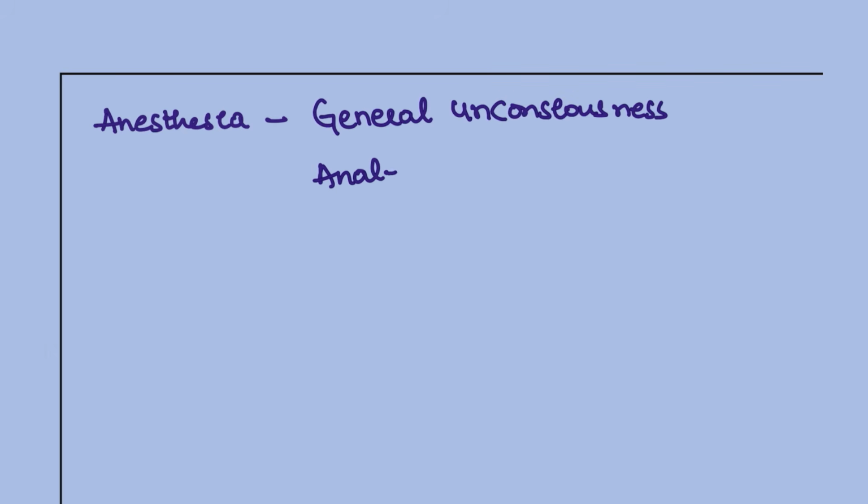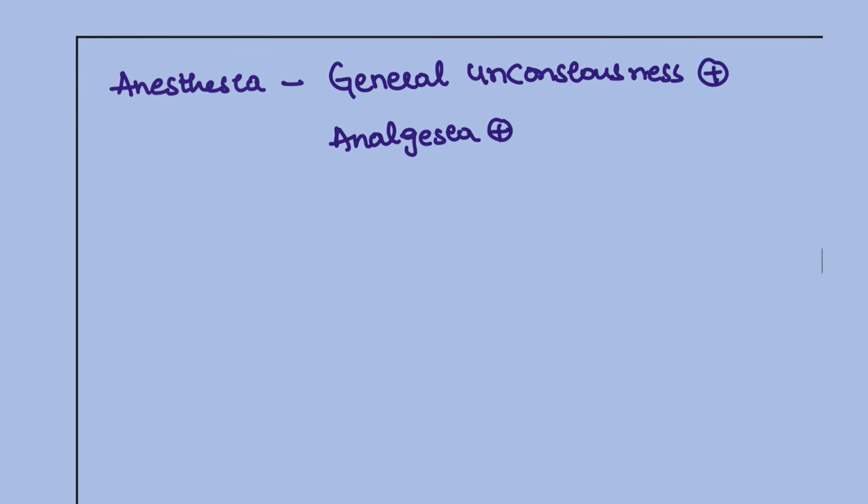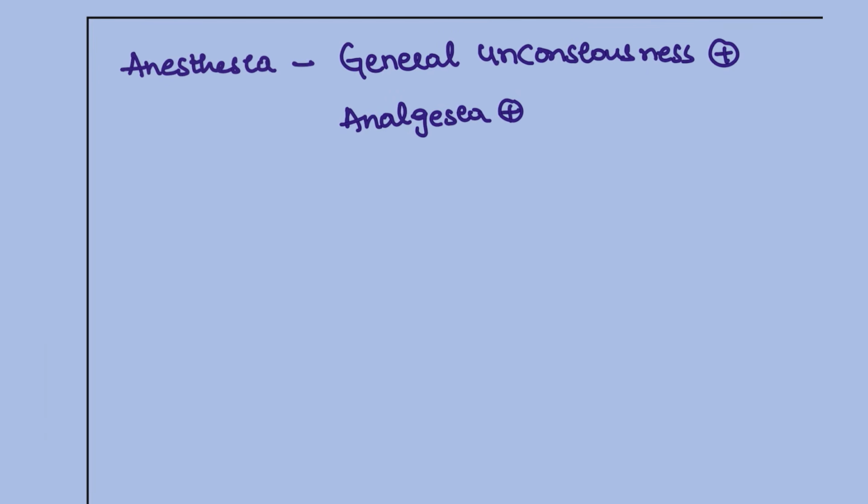We can call it by another name: general unconsciousness. The patient is having general unconsciousness. Along with that, another goal is that we are actually getting analgesia, right? So the pain will be decreasing, and the patient is also unaware of what is happening around them. That is also one of the important points that you have to take note of. These are the two important points that play the major role in the anesthesia principles.